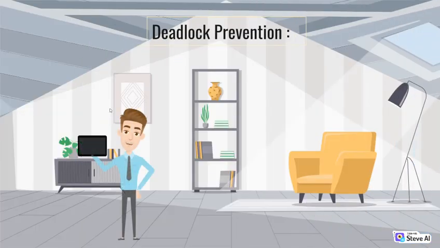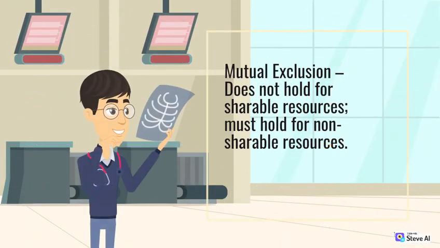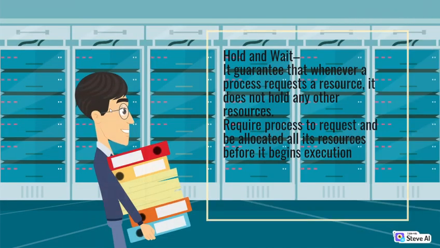Deadlock prevention. Mutual exclusion does not hold for shareable resources, but must hold for non-shareable resources. Hold and wait. It guarantees that whenever a process requests a resource, it does not hold any other resources. Require the process to request and be allocated all its resources before it begins execution.